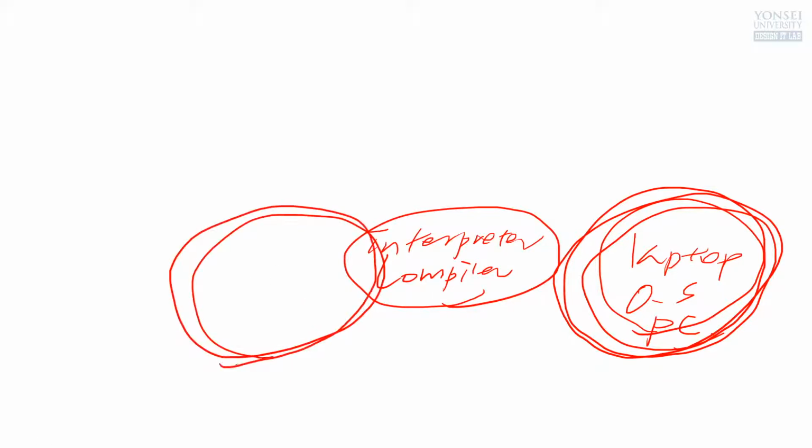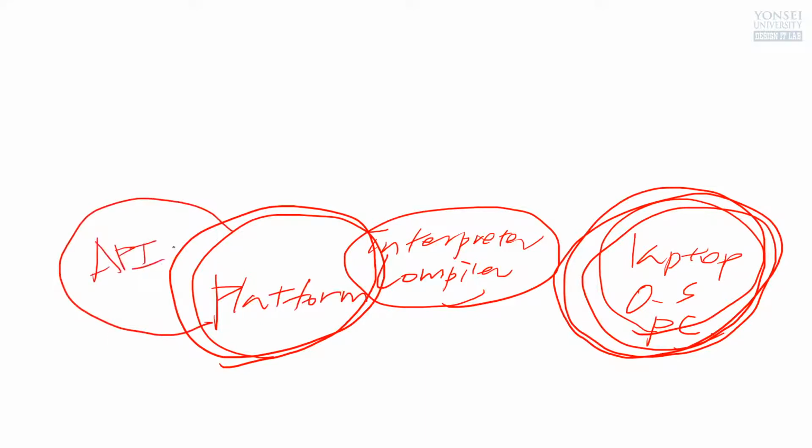There is something more here. Simply we can say that they are a kind of platform. Let's regard this as a platform. And there is something more: APIs, or we can say libraries. So we don't need to look at the hardware part or the interpreter and compiler part. What we need to do is very high level things like this.